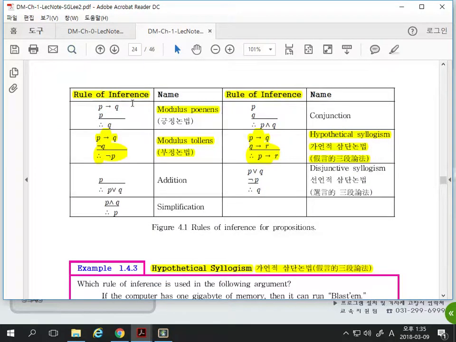Okay, here is the summary of what we have covered. Here, P implies Q, and if this is true and this is true, then Q is true. This rule is called modus ponens, which is called the 긍정 논법. And this, if P implies Q and not Q, then not P. This implies this. This is called modus tollens, 부정논법.